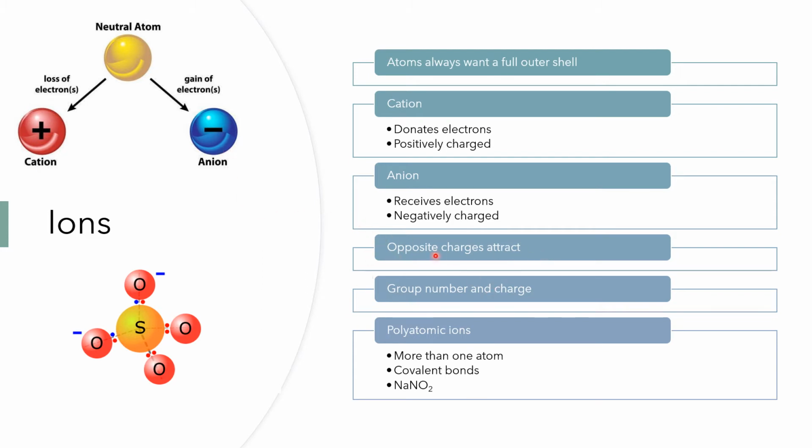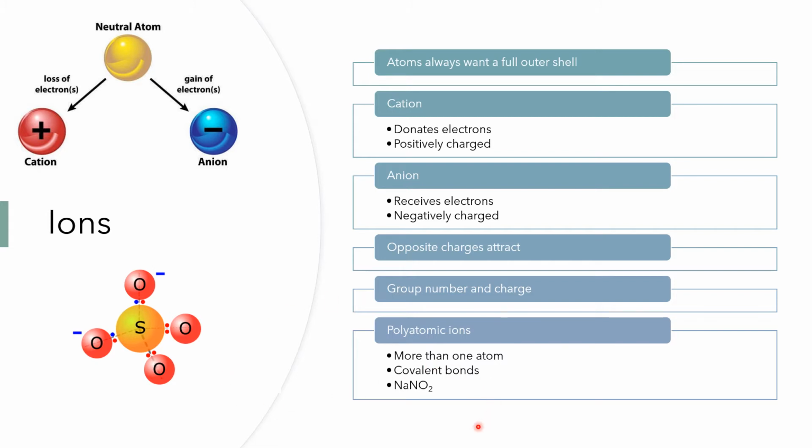Opposite charges attract, and that's important because that's how these molecules are going to be forming, through these charged ions attracted to each other. Group number in the periodic table is going to generally correspond to the charge of the atom. This is not something that you really need to memorize. I'll always give you the charge on the cation or the anion. This is not something that you're going to have to ever figure out.